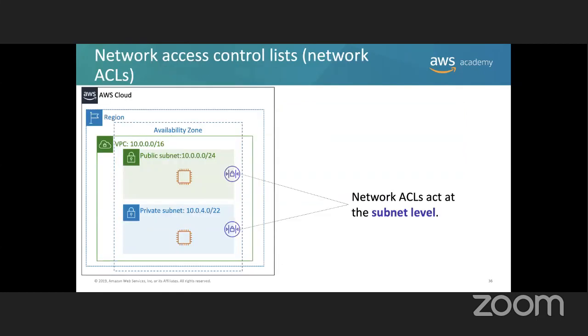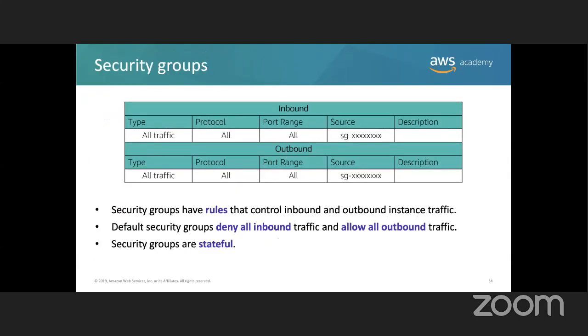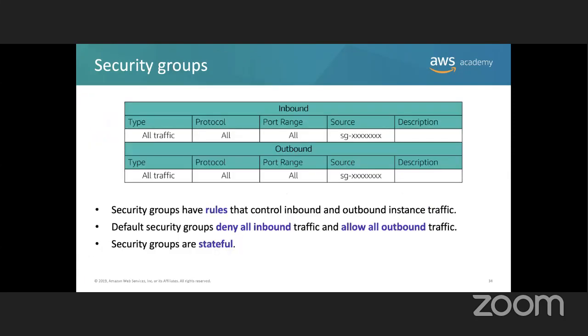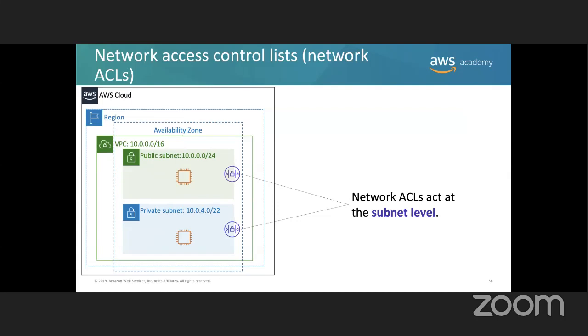Okay. Now, the other guy that we have is the NACLs. Okay, NACLs, Network Access Control Lists. They act at the subnet level. So security groups act at the instance level, as you can see on the screen. NACLs act at the subnet level. So that's another extra layer of security. Okay, so this will protect the subnet, and in turn, they protect whatever is inside the subnet. Security groups protect the instances.